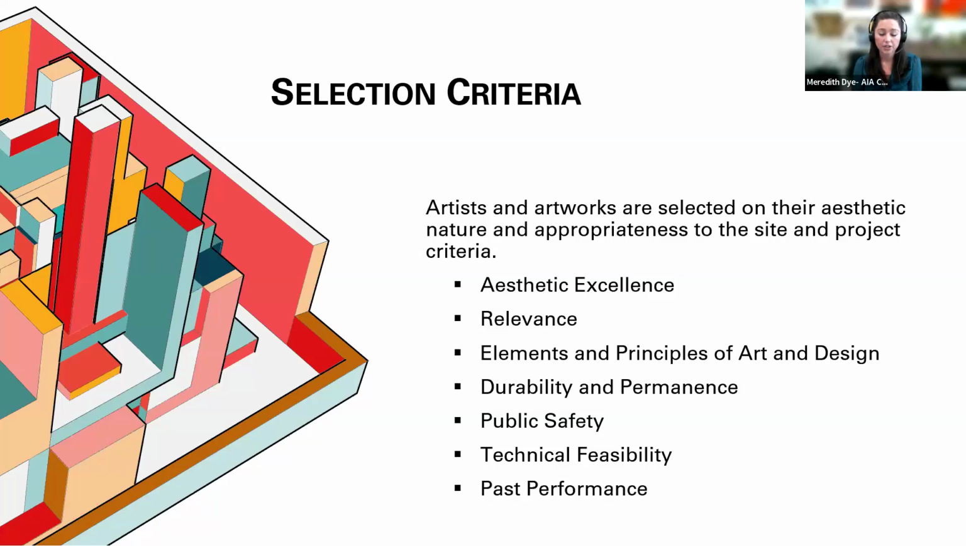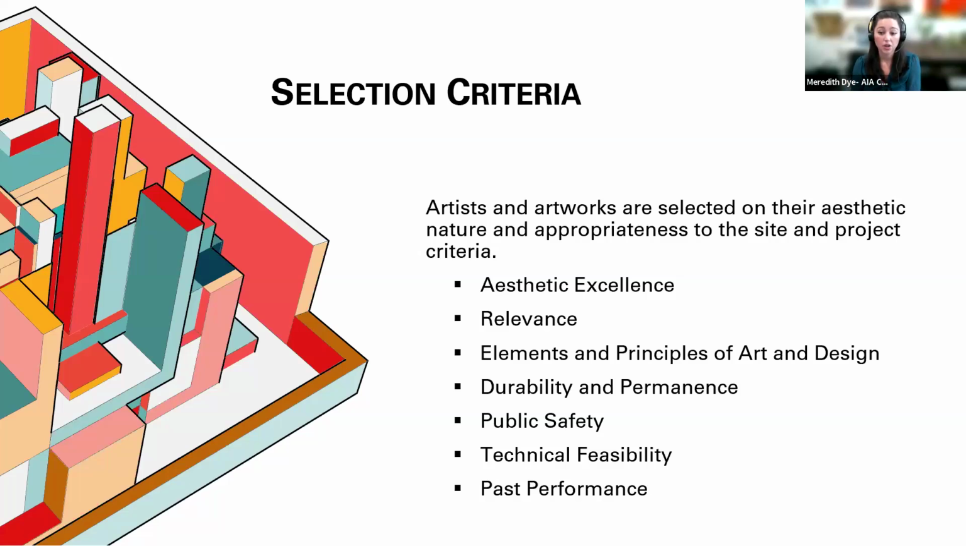So the selection criteria that the committee focuses on is important. Artists and artworks are selected on their aesthetic nature and appropriateness to the site and project criteria. Aesthetic excellence is the inherent aesthetic quality of the artwork and its compatibility in relationship with the site, as well as the way the public is intended to respond and interact with it.